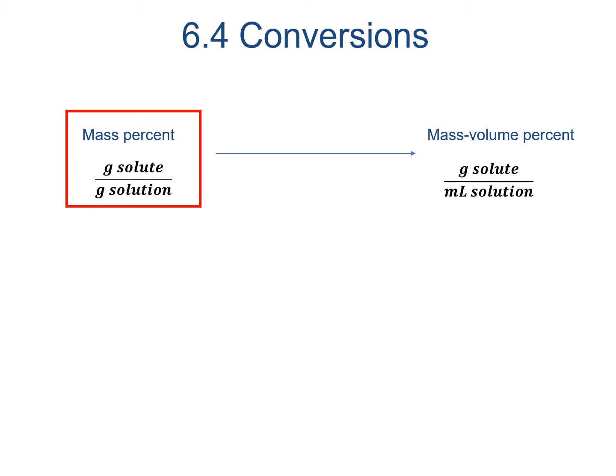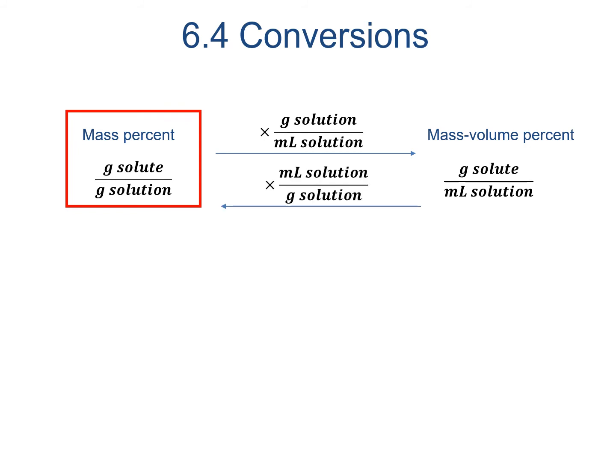If we want to convert to mass volume percent, the top unit can stay the same, grams solute, but the bottom unit needs to change from grams solution to milliliters of solution. Note that we're specifically noting which units go with solute and which units go with solution. This conversion is easily accomplished by multiplying grams of solution over milliliters of solution, which is the solution density.